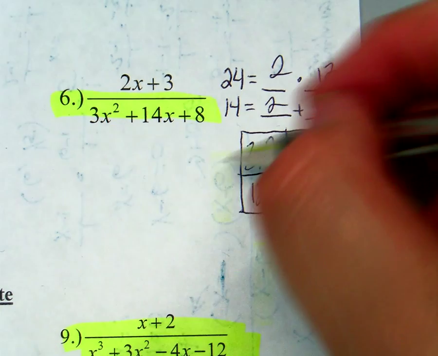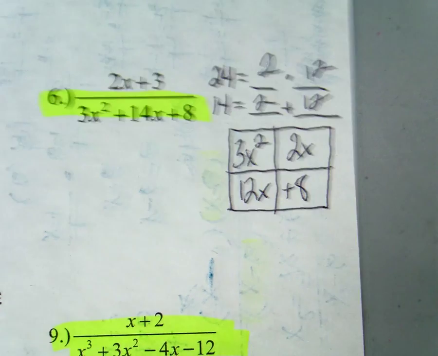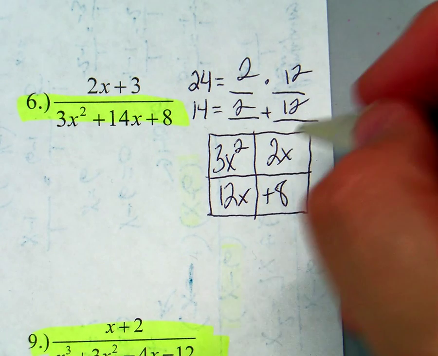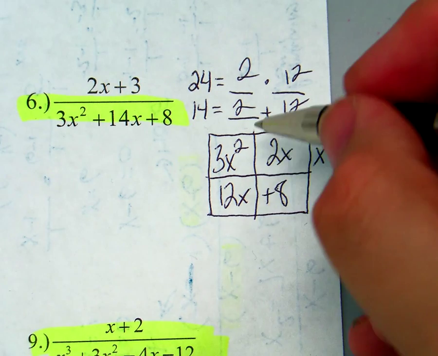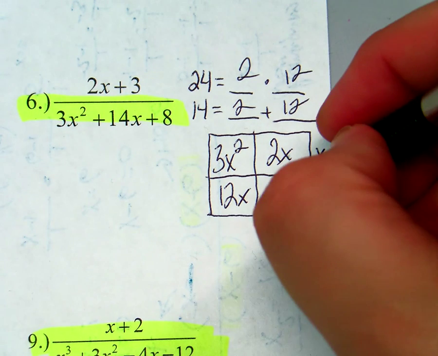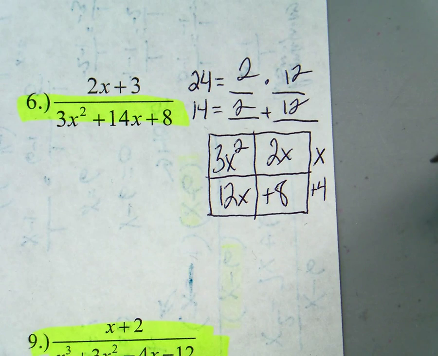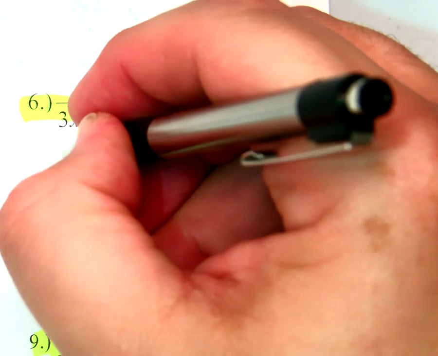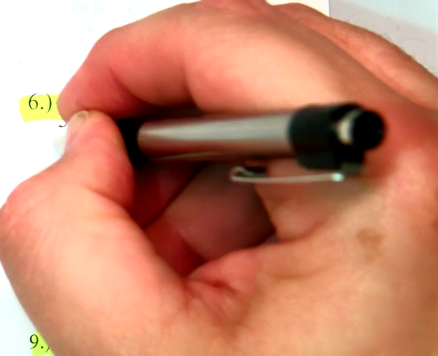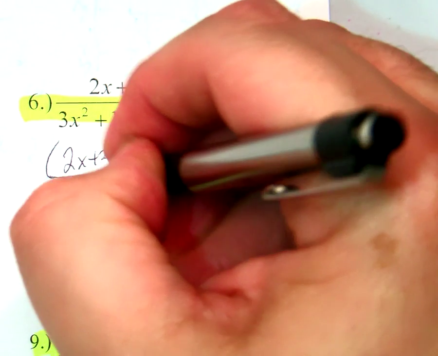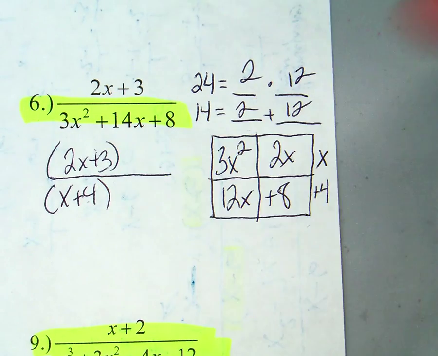Well, I could do that here. Common factor between 3x squared and 2x? X. Between 12x and 8? 4. All right, so I know I have 2x plus 3, and my first factor that I got is x plus 4. So far, that can't divide out there. So this is going to give me a vertical asymptote.